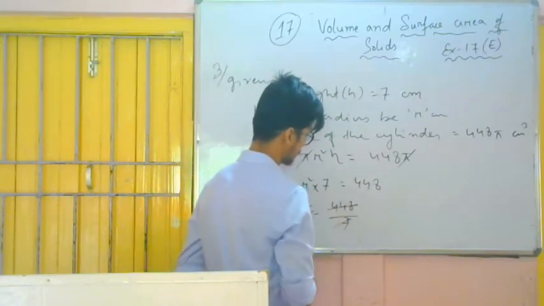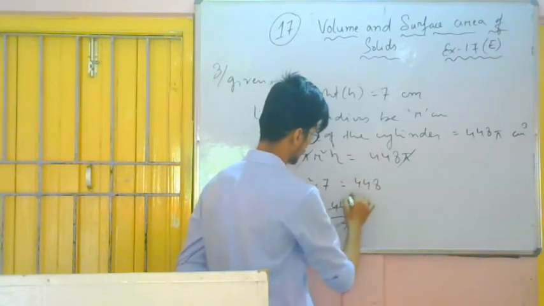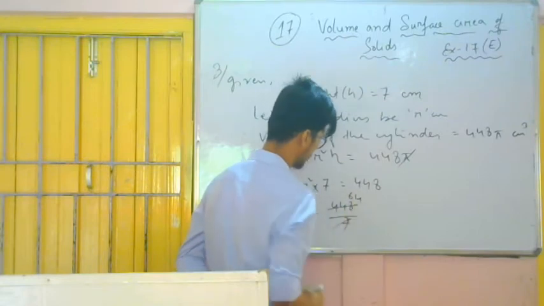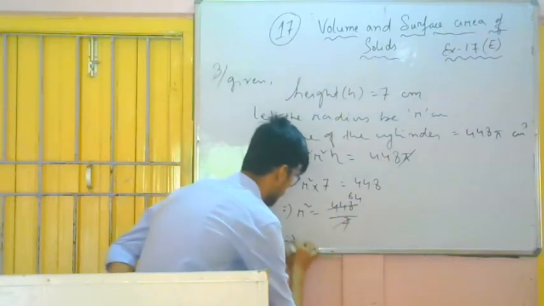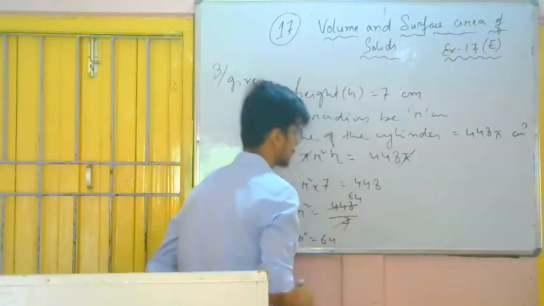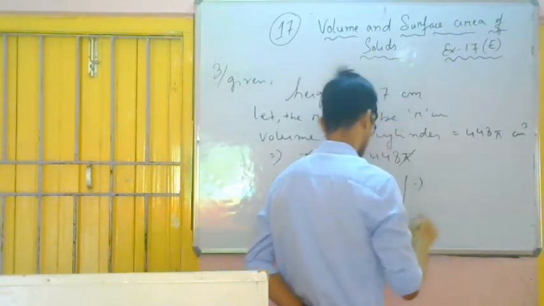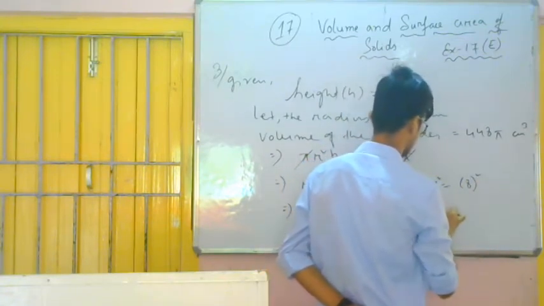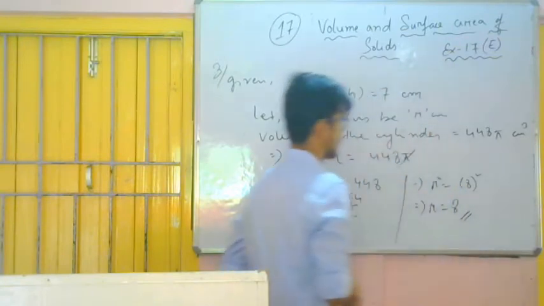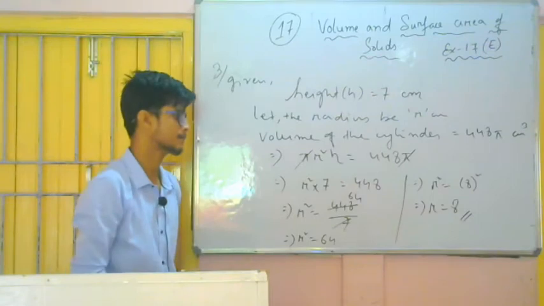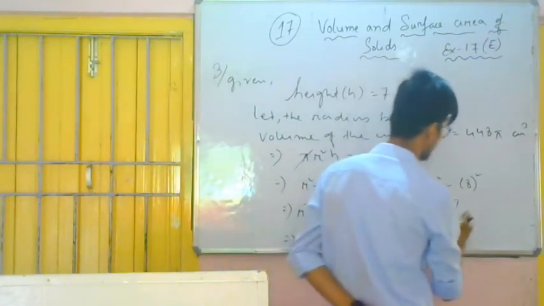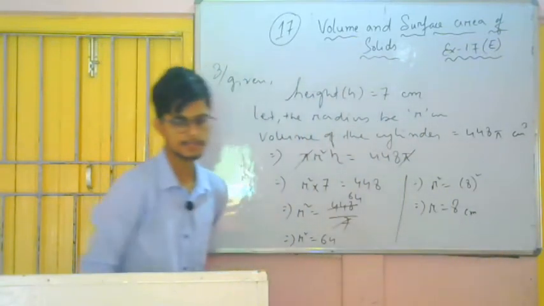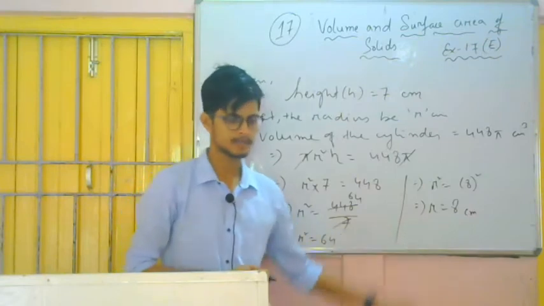7 6s are 42, then 28 left, 4 7s are 28, so 64. Implies r square equals 64, r square equals 8 square, implies r equals 8. So from here I have got the radius, r equals 8 centimeter. Therefore the radius is 8 centimeter.